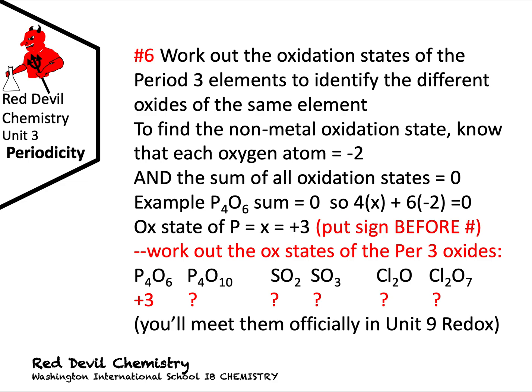So for P4O6, the sum equals 0. So 4 times X, which is the oxidation state of phosphorus, plus 6 times -2, where you've got 6 oxygen atoms with oxidation states of -2, the sum of all of that equals 0. So do the algebra, and it comes out to +3. And you can pause and do it for the other elements that are here.